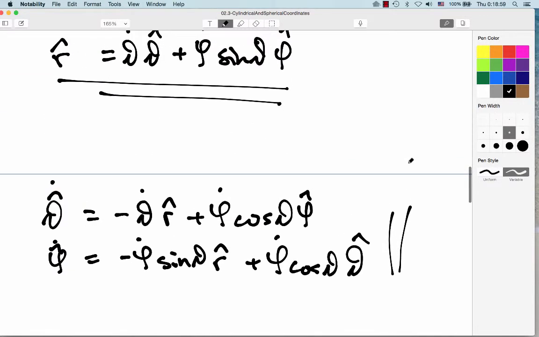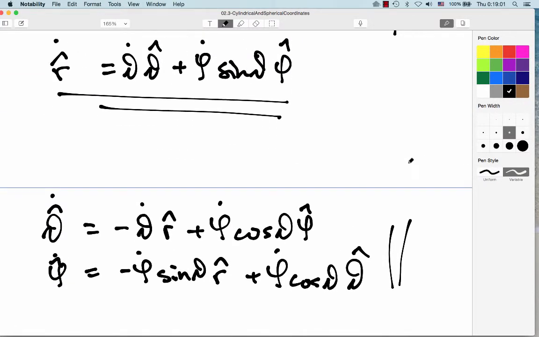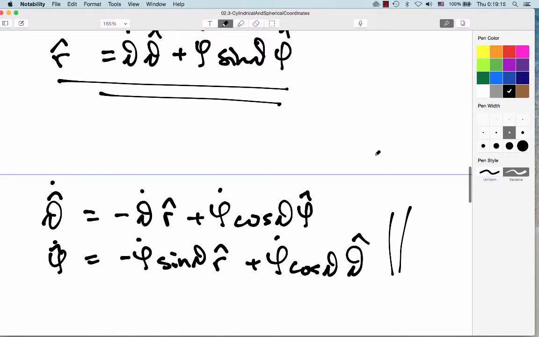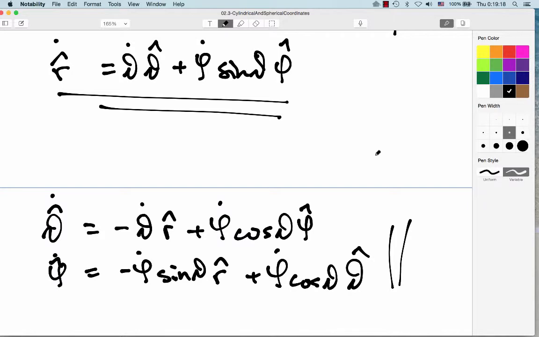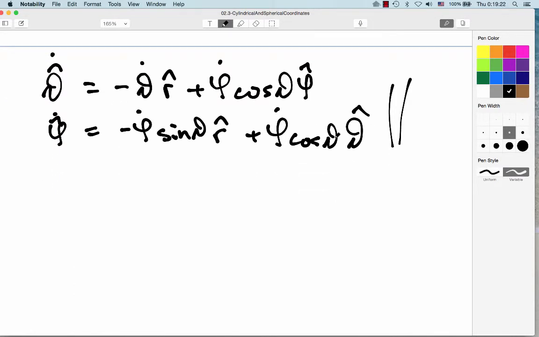Okay, those last two look really ugly, but again, you're going to be picking this coordinate system probably because you have a central force law. So something like the gravitational or the electric force. So really all the action is going to be happening mostly along r, especially when we get to the acceleration.